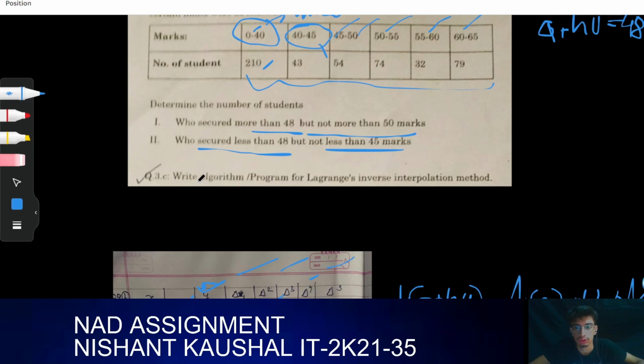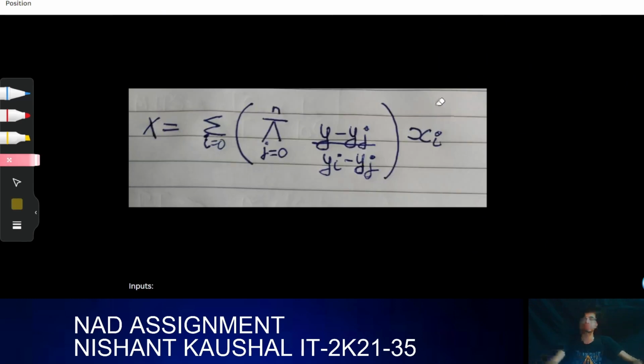Now let us proceed to the next question. Write an algorithm or program for Lagrange's inverse interpolation. So what is the formula of Lagrange's inverse interpolation? That is x equals the summation from i equals 0 to i equals n of the product of (y minus y of j) upon (y of i minus y of j) into x of i.